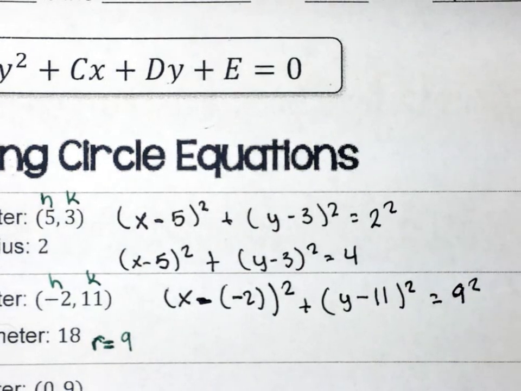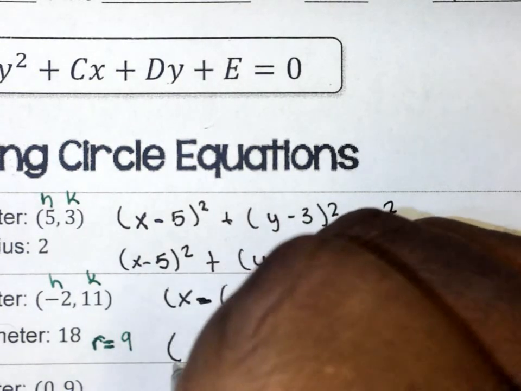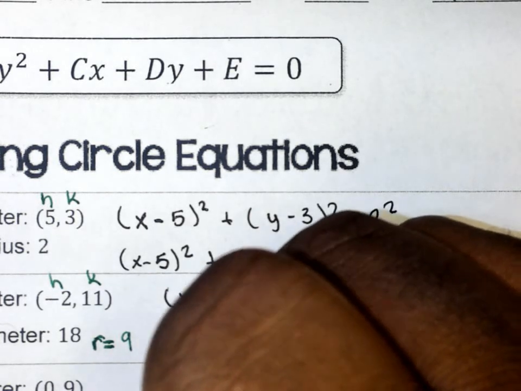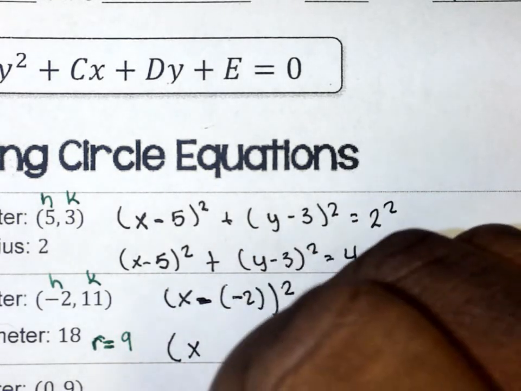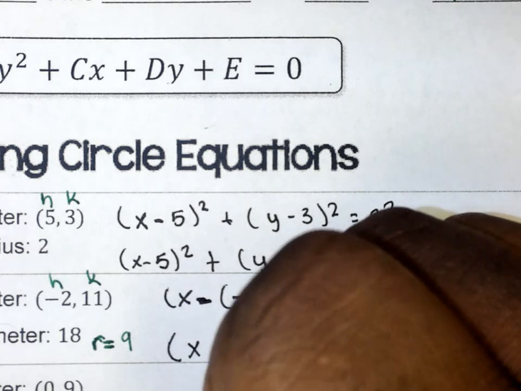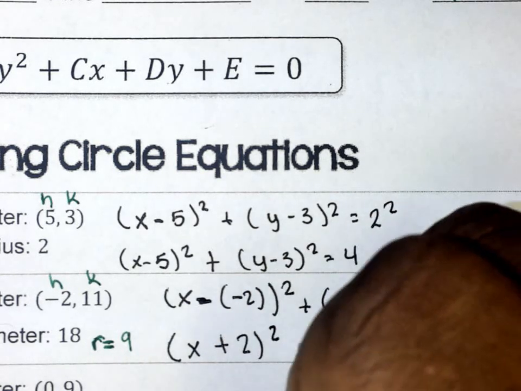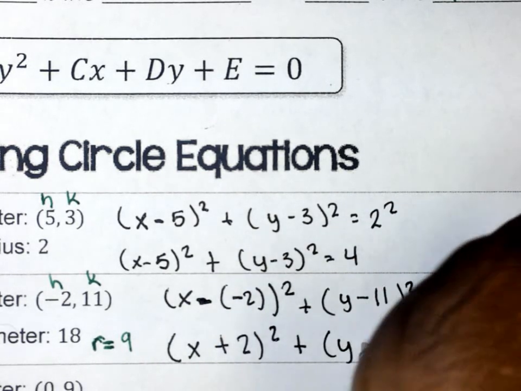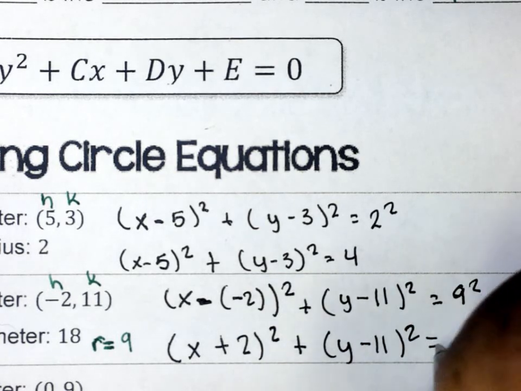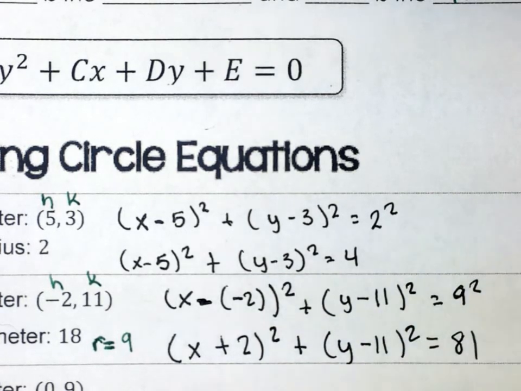And then I need to clean this one up. x minus -2 becomes what? Not everybody at once again. x plus 2, squared, plus (y - 11)^2 equals 81.